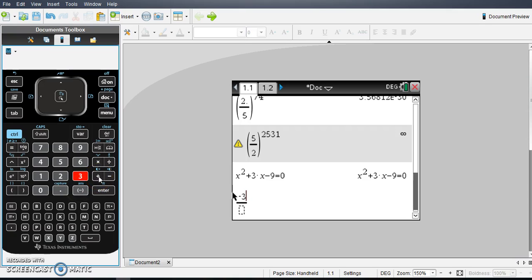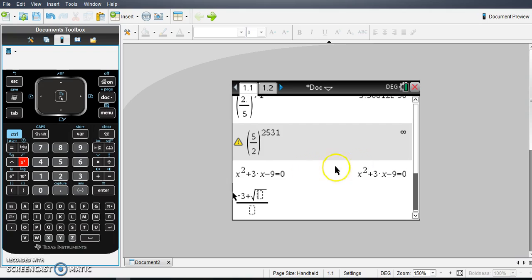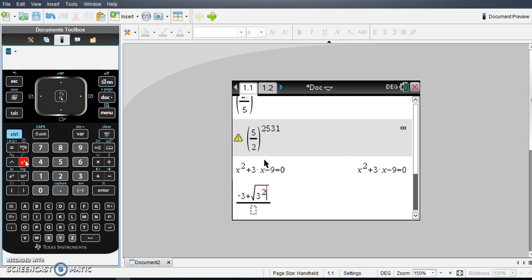So then we want plus or minus the square root, but let's start with plus the square root of b squared, so 3 squared, minus, and this time it is the operation, 4 times a, which is 1, times c, which is -9. And you'll notice that I don't even need to put this in brackets. Then if I use my down arrow to get into the denominator, divided by 2 times a, 2 times 1.